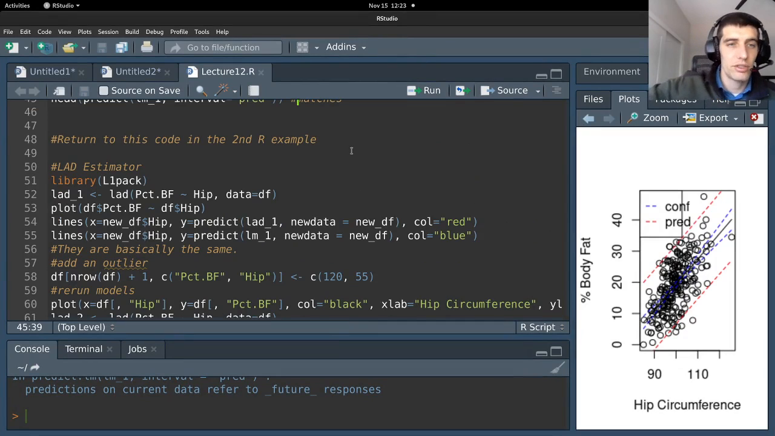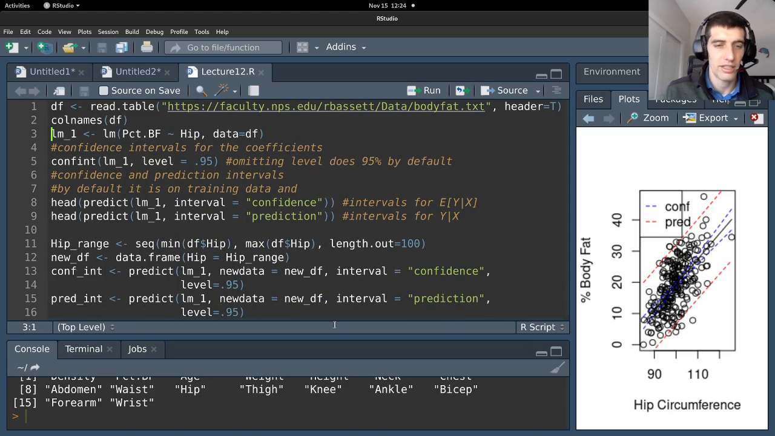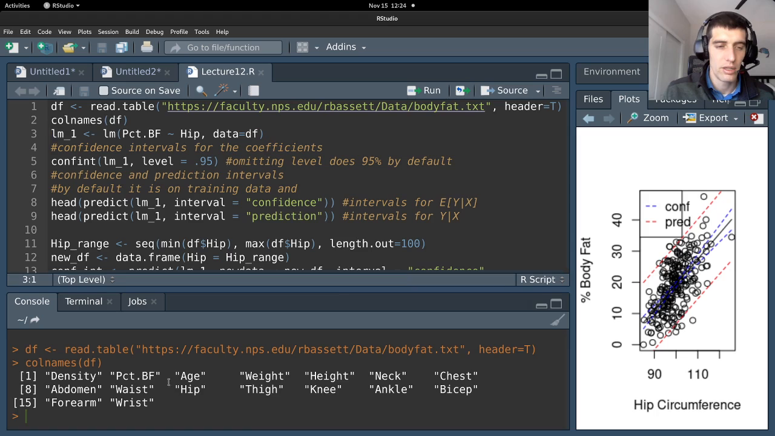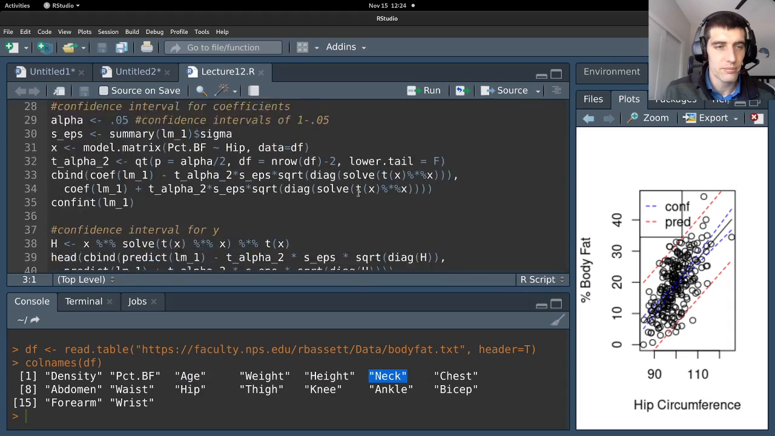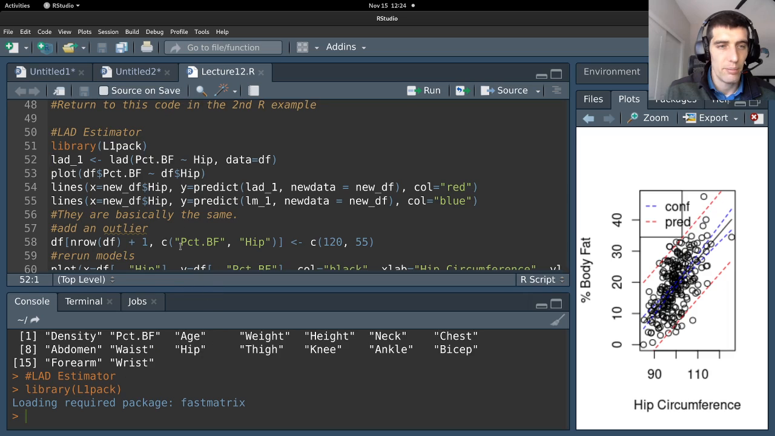If you've taken a break between this lecture and the previous lecture, I'm picking up working with the body fat data set. Remember, in the first lecture I loaded up the body fat data set. This was percent body fat, and the interesting question in this data set is, can we predict percent body fat using some other variables, like the age of the individual, the height of the individual, neck circumference, and so forth. We previously computed some confidence intervals and some prediction intervals. I'm going to load this L1pack package so that I can compute the LAD estimator. The LAD estimator is exactly like lm, except instead of the lm function I use lad.